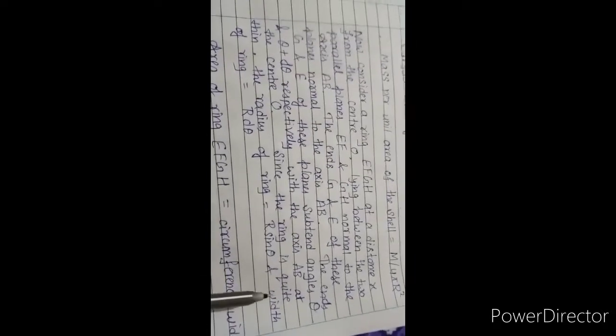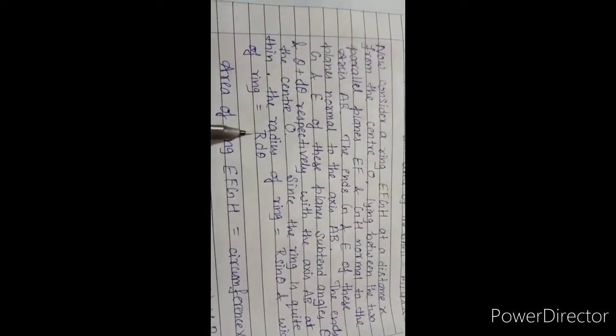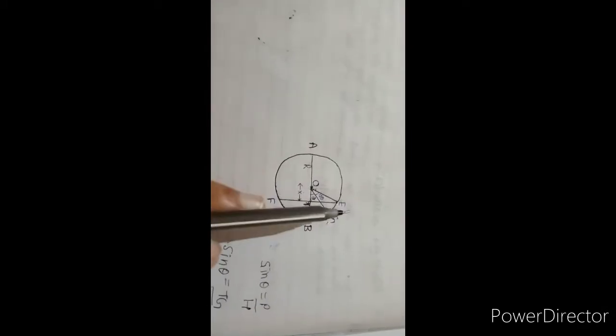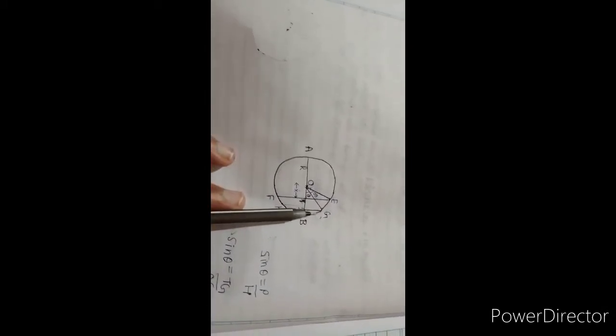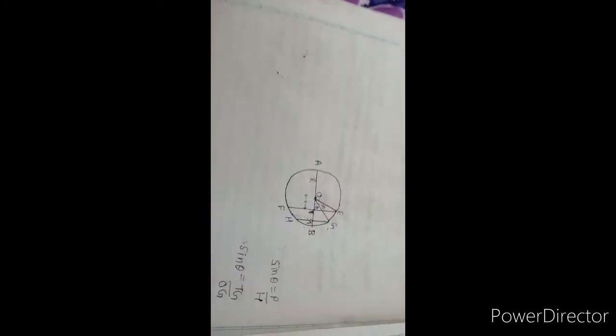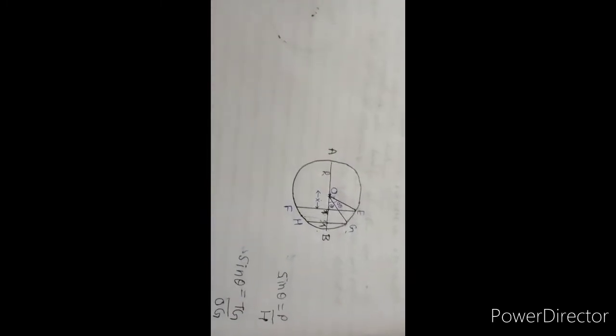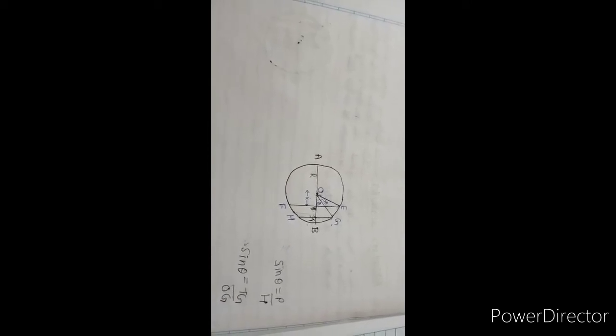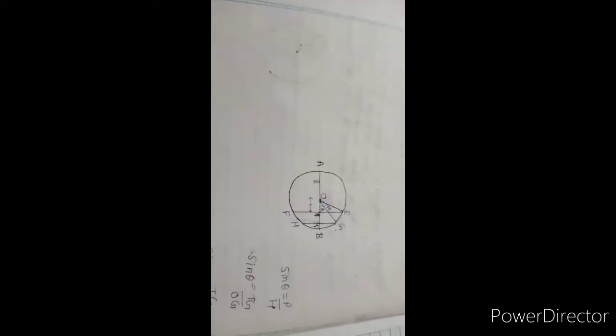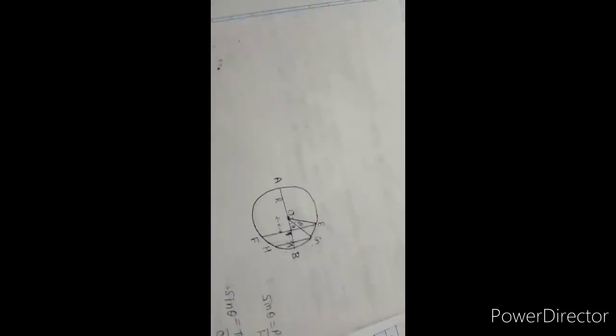And now we have to find the width of the ring, meaning its thickness. This part EG, we have to find the EG. So we have studied a formula in our 10th, 11th or 12th class, which is angle equals arc upon radius, or we can write it as arc equals angle into radius.